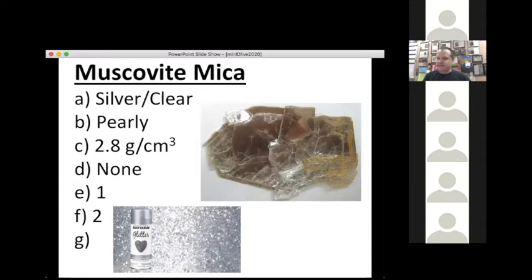Its color is silver, shiny, or brown, or clear. You can say all of those colors. Its luster, B, is pearly. Pearly means really shiny, but still non-metallic. We use the word pearly. If you've ever seen an actual pearl, which is not a mineral because it's organic, but if you've seen an actual pearl, they are very shiny, but they are non-metallic as well.